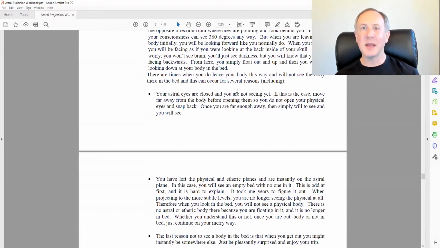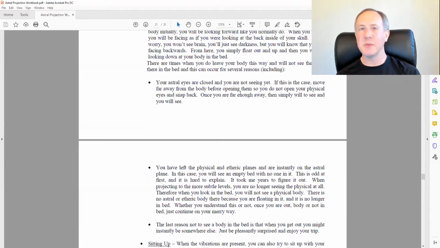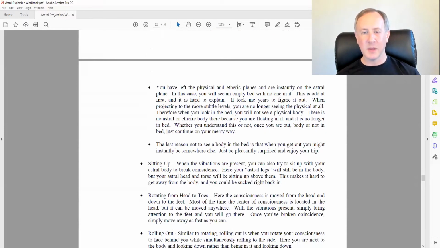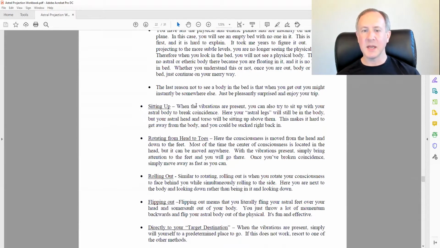You can do that. So if you can't see when you get out of your body, tell yourself astral eyes open. But don't say physical eyes open. Don't think eyes open, because you're so conditioned to opening your physical eyes, you'll snap right back into your body. Astral eyes open. Our astral projection hypnotic programming prepares you for that. We talked about that last time. But if your astral eyes are closed, you might not see anything, including your body in the bed or not. Okay, so that just explains the body in the bed.